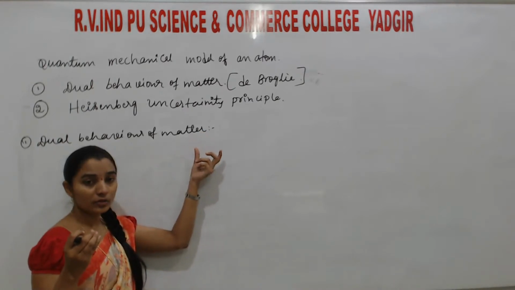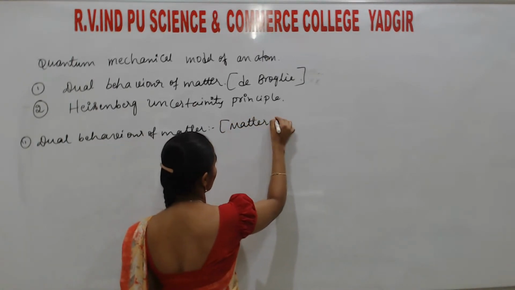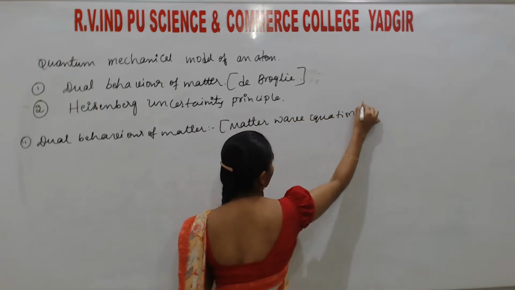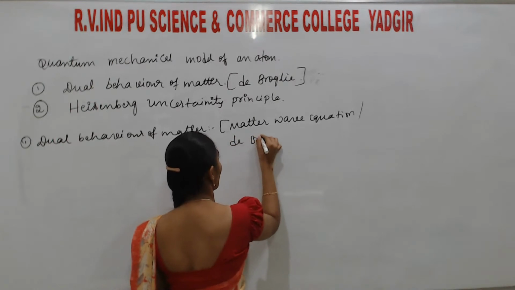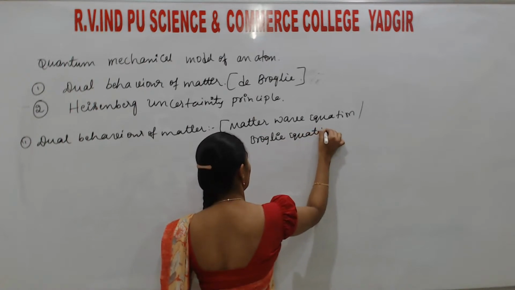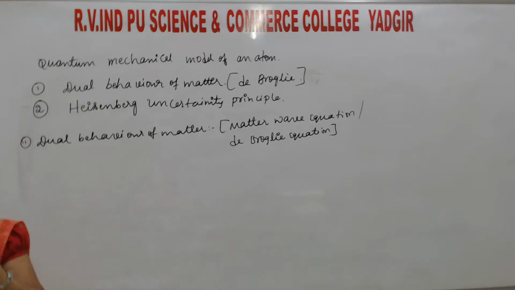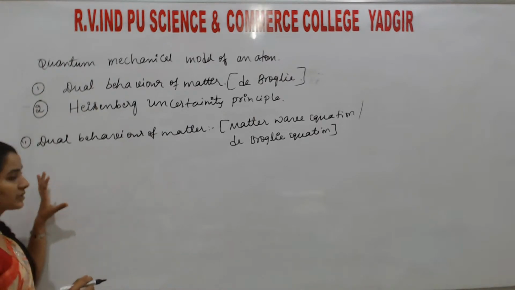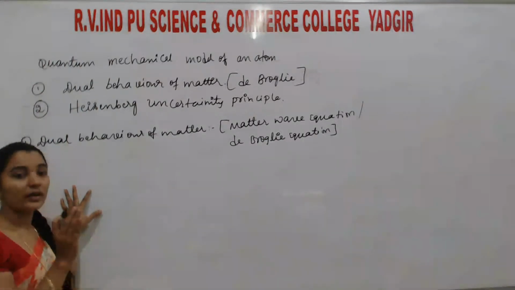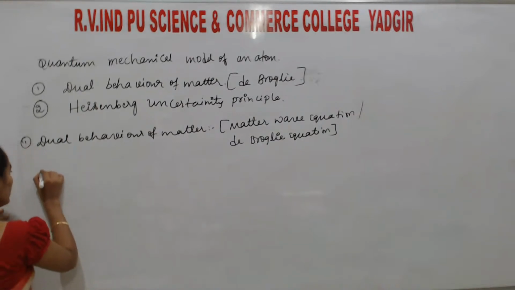designed or introduced a new equation called the matter-wave equation, or it is also called the de Broglie equation. Understood? Okay. So this is derived by how? The combination of both Planck's equation and Einstein's equation. Okay, so I'll check here.